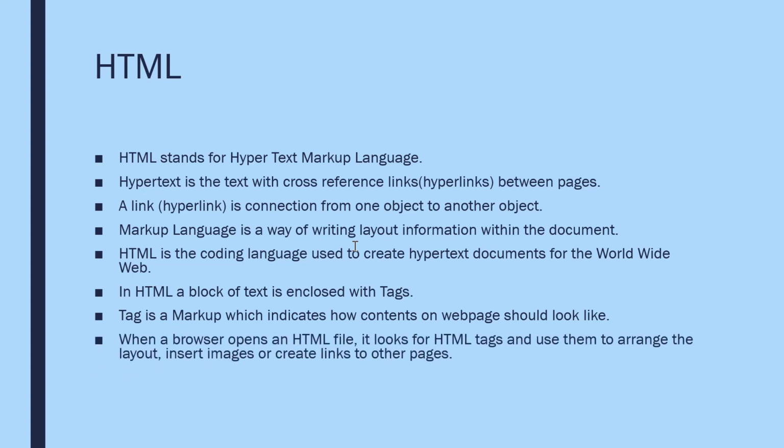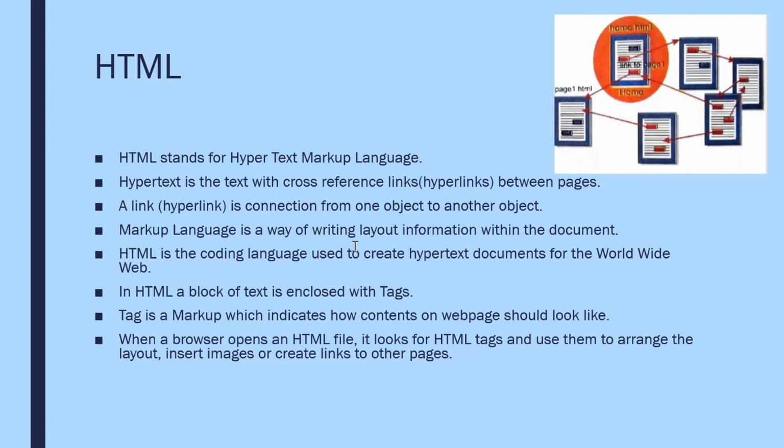When a browser opens an HTML file, it looks for HTML tags and uses them to arrange the layout, insert images, or create links to other pages. So what your browser does is look for those HTML tags in the file, and then as per the instructions of those tags, it arranges your web page. And this is how your website has so many web pages linked with each other. All these red lines are basically links directing from one page to another page.